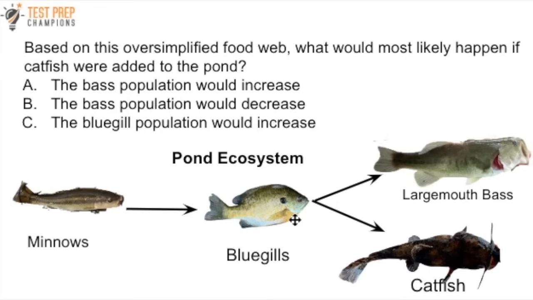Some of them are going to starve. Some of them won't get as much food. That's the circle of life. I know it's really sad, but hey, that's how it goes. And B is the correct answer here. The bass population would decrease. So hopefully this makes sense.